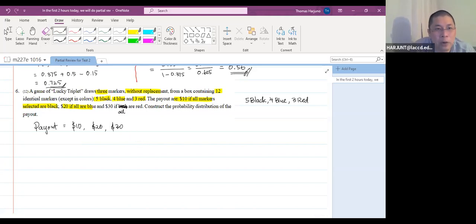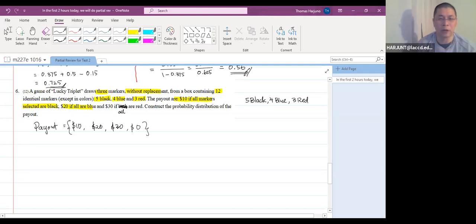What happens if you don't get any one of these events? Like, what happens if you select these markers and you get a mixture, let's say some black, some blue, or some black, some red, or some blue, some red, or maybe one for each? Then what do you get? Implicitly, you get nothing, right? Okay, so these are the payouts.